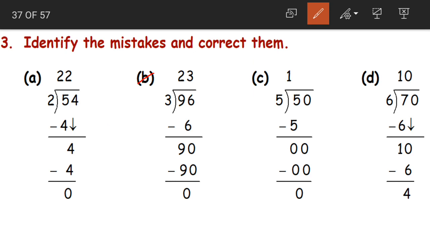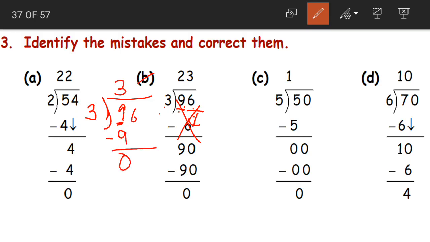Coming to question B, 96 divided by 3. Now how should we start dividing? From 9, right? 9 should be divided first. But what did we do here? We went with the ones place. Is this correct? No. So let us divide here. 96 divided by 3. First divide 9. We have 3 3s are 9. When we subtract, 0 will be remaining.